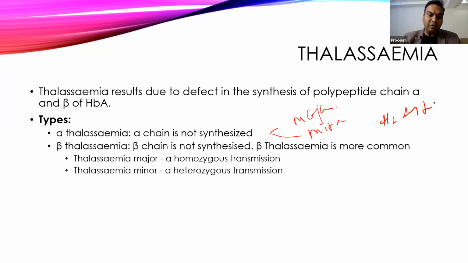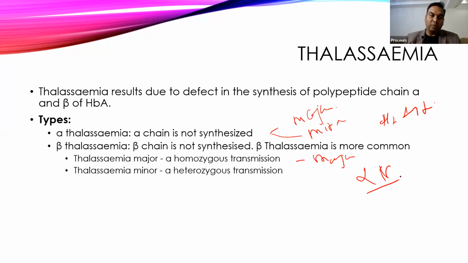Then come to beta thalassemia. Beta thalassemia is more common because a person survives longer. If there is homozygous transmission, we call it major, where both genes are affected, and the beta chain is not synthesized at all. In these conditions, adult hemoglobin in fetal life is normal because it contains alpha and gamma chains. There is no role of beta.